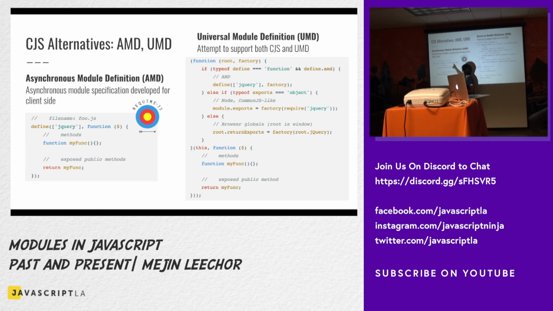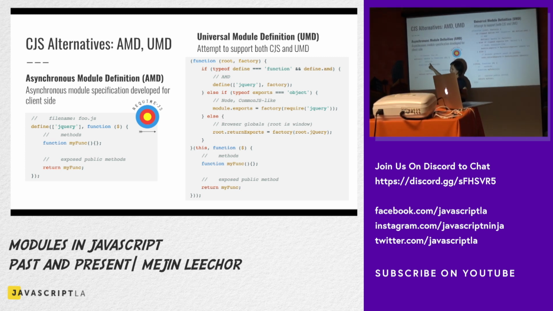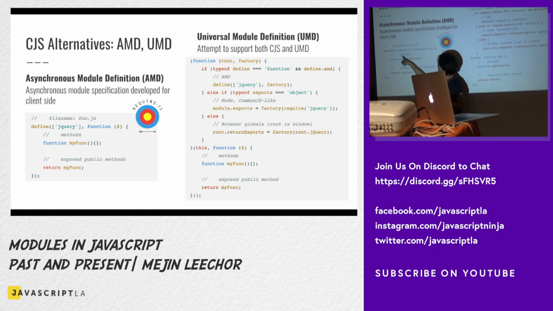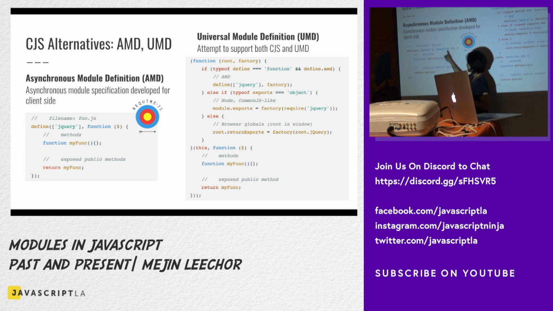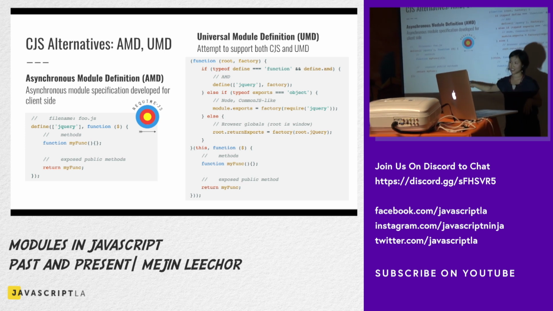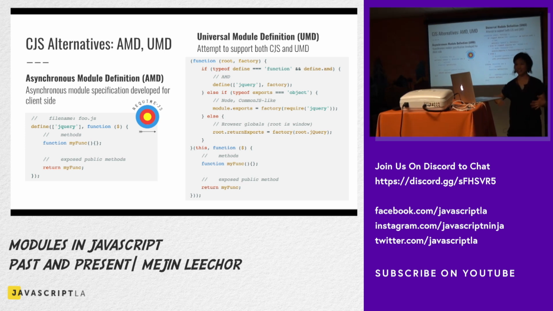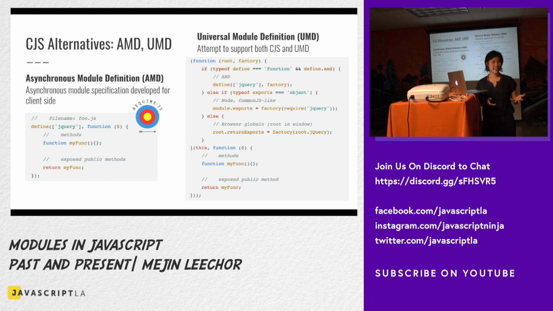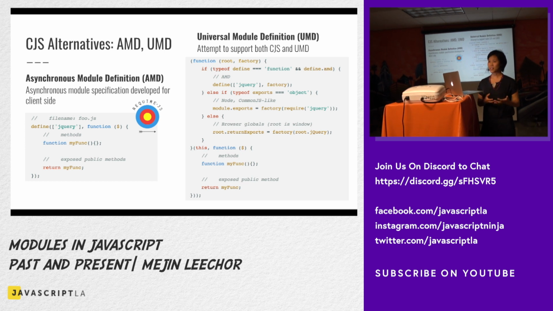This define method takes as its first parameter this array of dependencies, and then it has this function that it's going to fire off once those dependencies have been loaded. True to its name, it is asynchronous. It is better suited to the browser. And require.js is one of the more popular libraries folks are using with AMD.